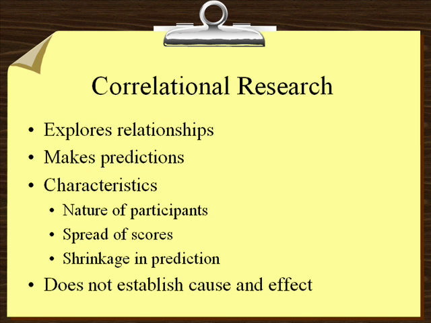And descriptive research, or correlational research, is based on the characteristics of the nature of the participants, the spread of scores, and the shrinkage in prediction. Now, the nature of the participants, what we're talking about there is some of the participants just might be more like one another because of who they are. Some kids are more like one another, and other kids are like kids, but they're not like adults. If we did the exact same test with adults versus kids, there probably wouldn't be a relationship there.